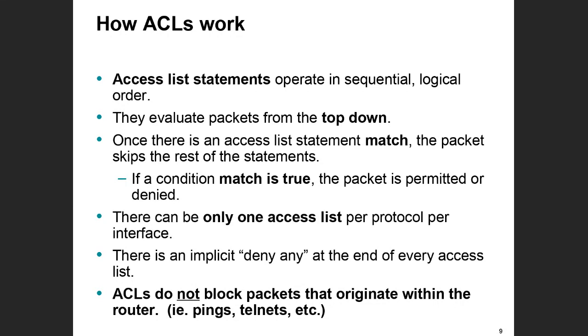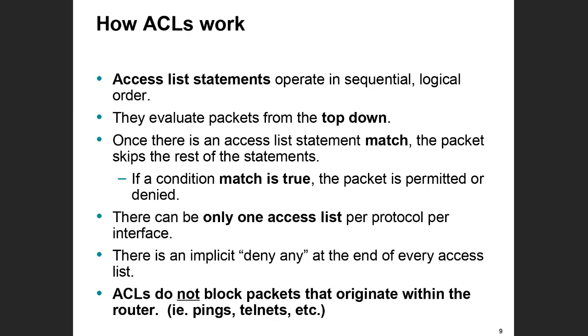Only one access list per protocol per interface. You can combine functions together. For example, I don't need one access control list to allow incoming web traffic, and a second access control list to allow incoming email traffic. I can write one access control list with one permit line that says permit port 80 for web, and a second line that says permit port 25 for email. But at the end of every access control list, there's always this implicit deny any at the end of every access list.